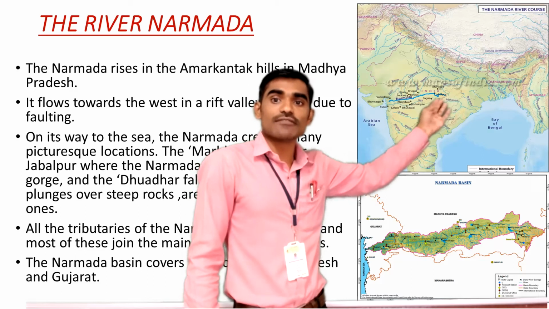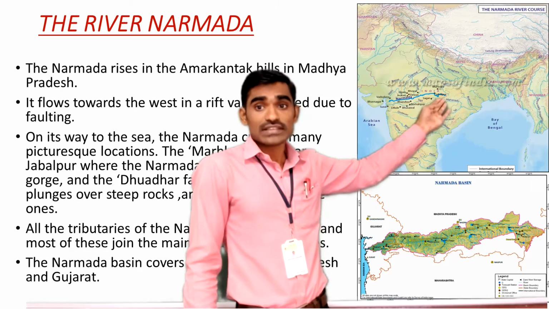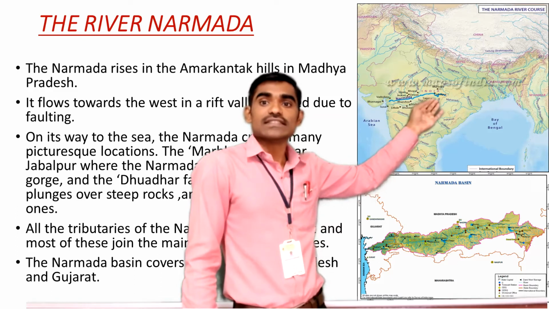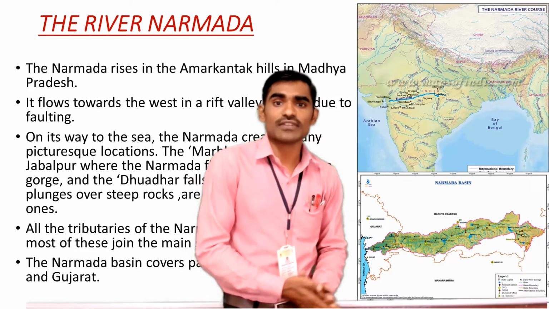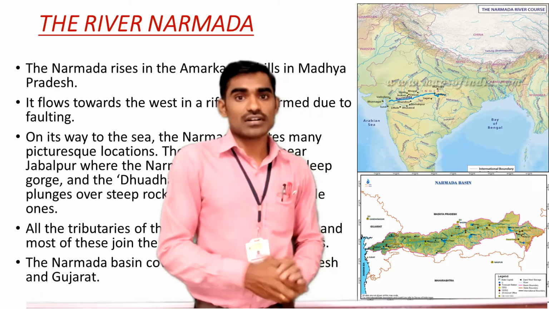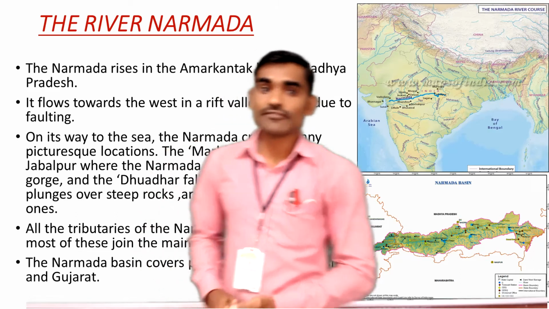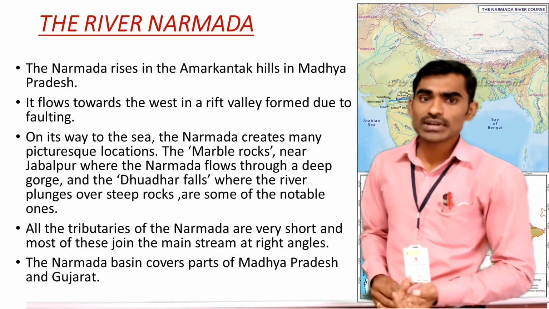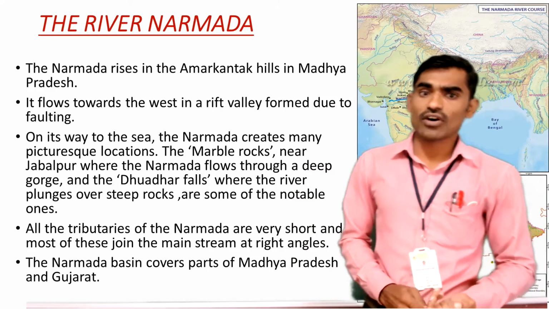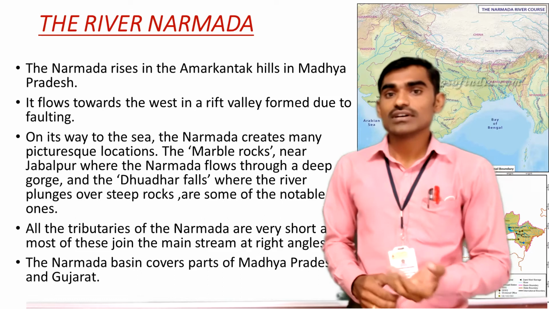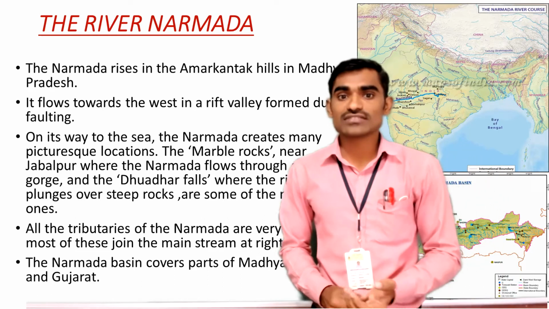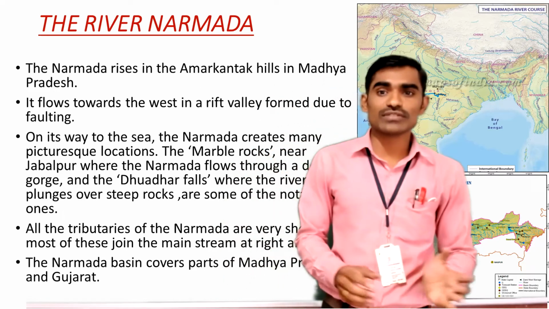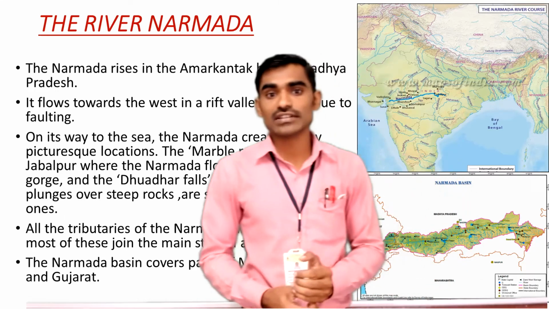While flowing from the origin towards the mouth of the river, the Narmada River creates a lot of beautiful locations in its course. Very good examples are the Marble Rocks and the Duadar Falls. It makes a waterfall known as Duadar Falls, and other than these two, you have other beautiful locations created by the Narmada River.